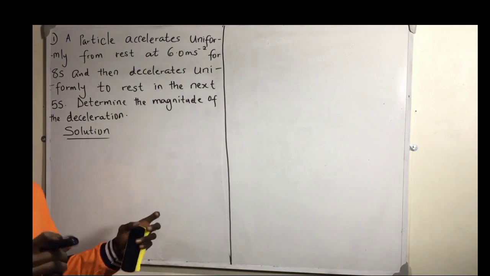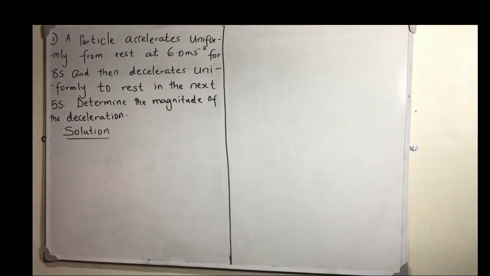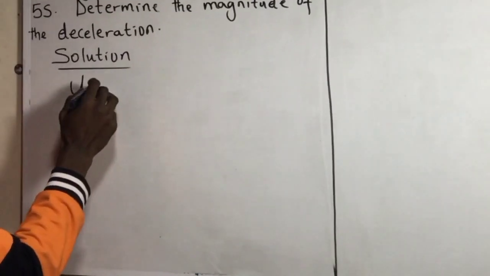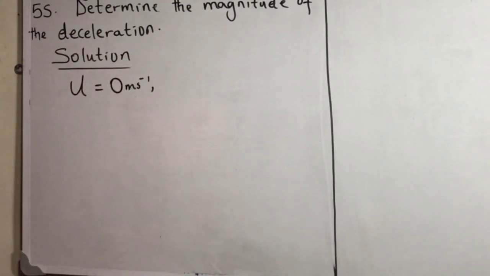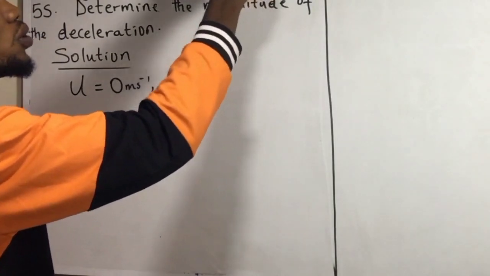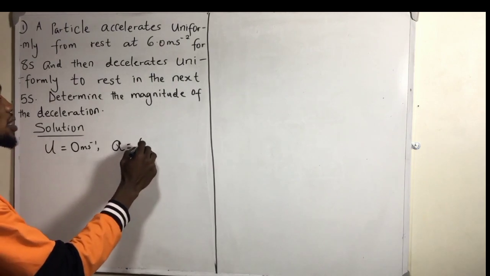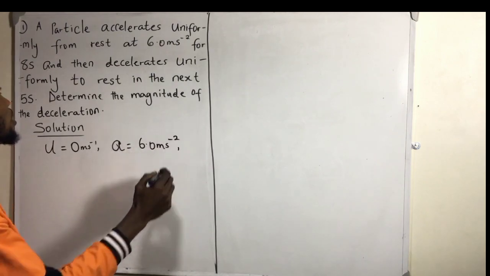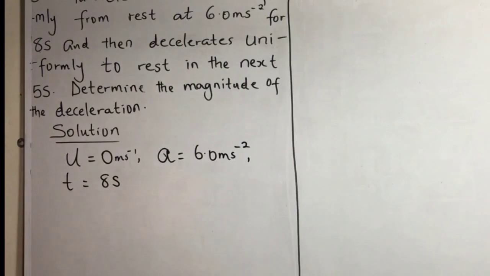Now, write out the data that you have in the question. A particle accelerates uniformly from rest. When you are told that a particle accelerates from rest, it means the initial velocity of that body is 0 meters per second. At 6.0 meters per second squared. Now, this unit means acceleration of that body. So I have the acceleration to be 6.0 meters per second squared for 8 seconds. That's the time taken for this to occur. Then it decelerates uniformly to rest in the next 5 seconds.